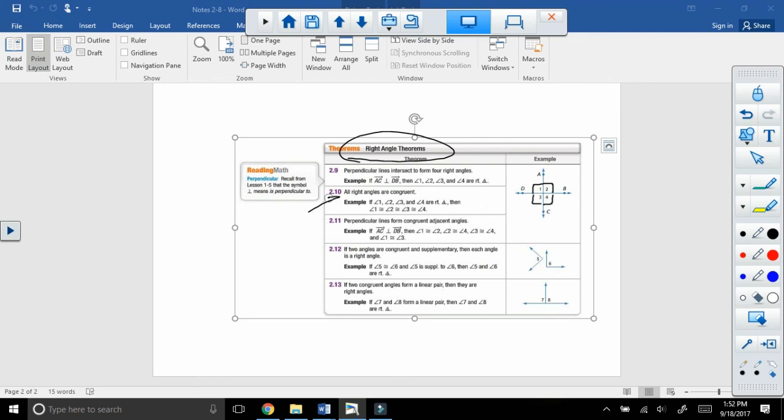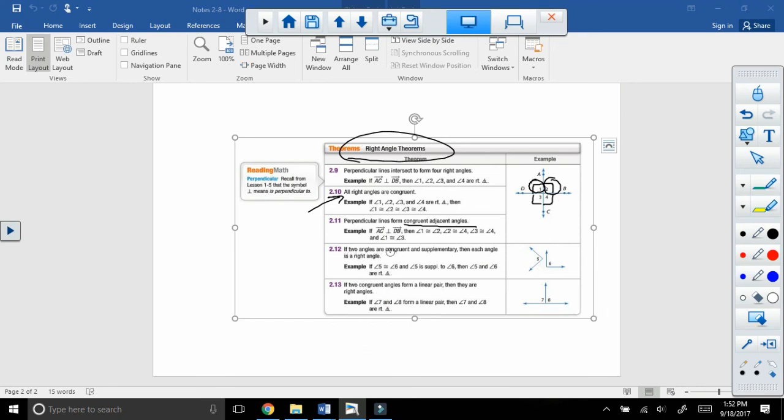The next one here says that all right angles are congruent. So a right angle is 90 degrees. So if you have one angle that's 90 and another angle that's 90, that means they're congruent to each other. Perpendicular lines form congruent adjacent angles. So these 2 angles here that are adjacent would be congruent because they're both 90.